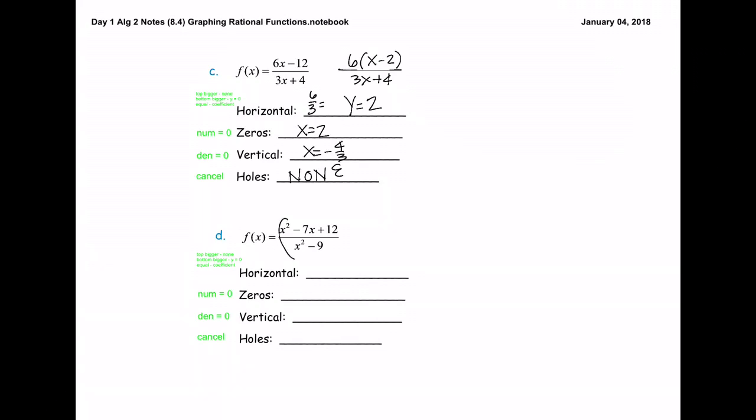In our last example, our degrees are the same, so our horizontal asymptote is the ratio of those coefficients, which are 1, so we get y is equal to 1. When we factor this, we get x minus 3 times x minus 4 over x plus 3 times x minus 3. We have a factor that cancels at x minus 3, so we have a hole at x is equal to 3. We have zeros at x is equal to 3 and x is equal to 4. We have a vertical asymptote at x is equal to -3 and x is equal to 3.